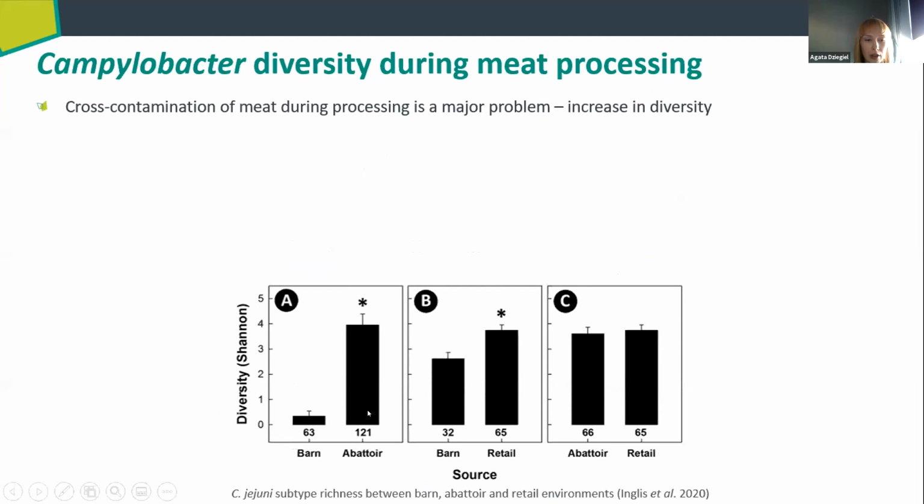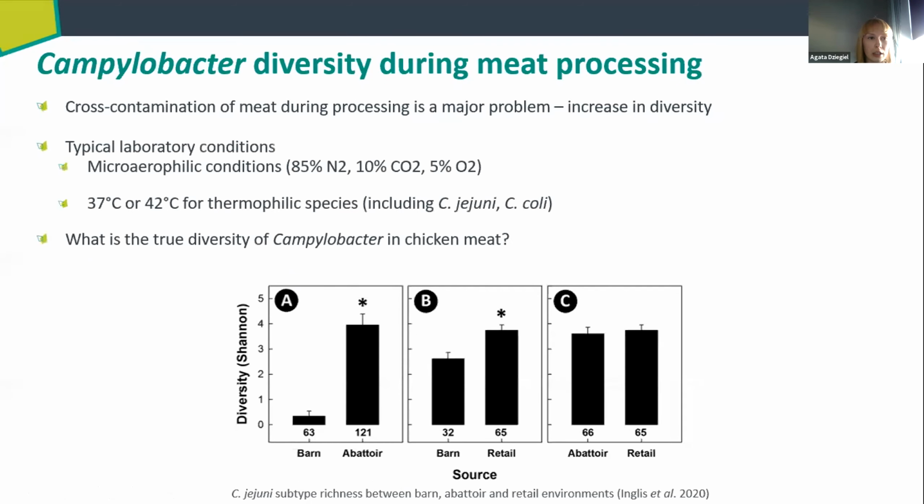So this is a figure that I pulled from a paper looking at Campylobacter jejuni subtype richness between different stages of the poultry production chain. We can see that there is an increase in Campylobacter jejuni diversity between the barn and the abattoir levels, and again between the barn and retail, but there is no significant difference between the abattoir and retail. So we should be able to investigate this Campylobacter diversity at the end stage of the poultry production chain.